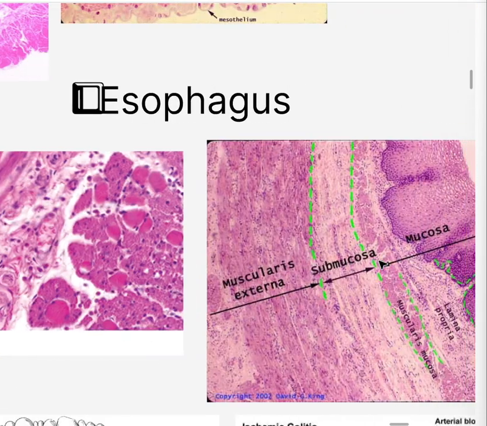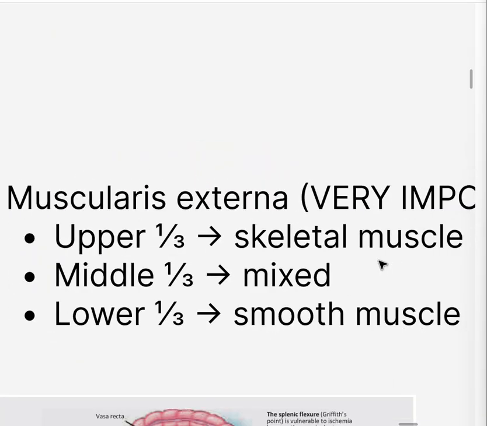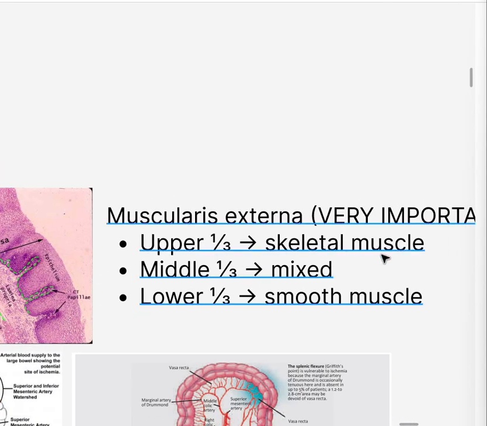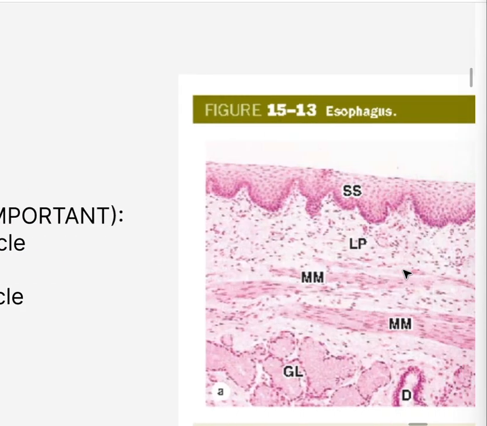This is that same image. So the muscularis externa for the esophagus is very important because the upper 1/3 of the esophagus is skeletal muscle, the middle 1/3 is mixed, and then the lower 1/3 is smooth muscle, because the lower 1/3 is completely involuntary, but the upper 1/3 is voluntary, so it's skeletal muscle, right? That's something you should know.